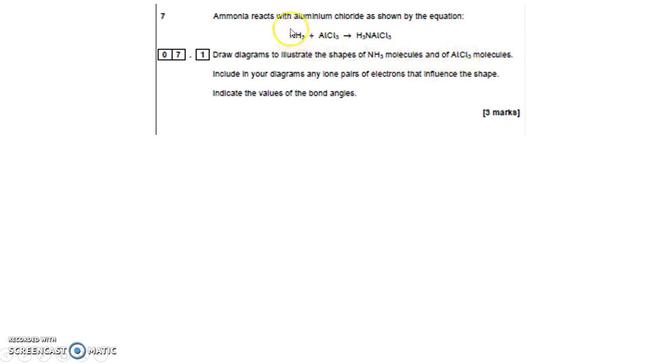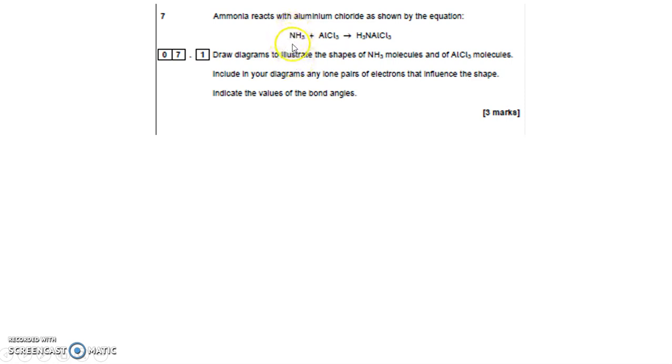Well, nitrogen's in group 5 of the periodic table, so it's got 5 electrons in its outer shell. 3 of those electrons will be in bonded pairs with each of 3 hydrogens. So 3 are used in 3 bonding pairs and there's a lone pair left over.